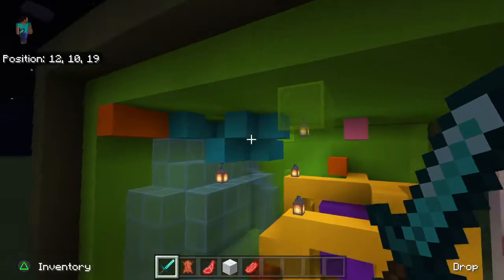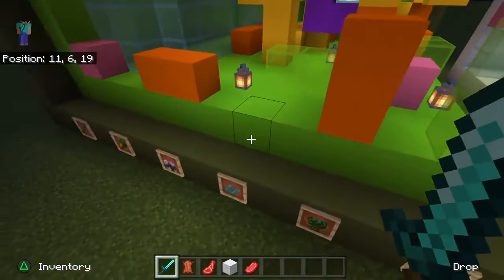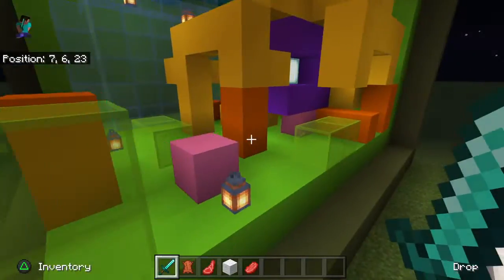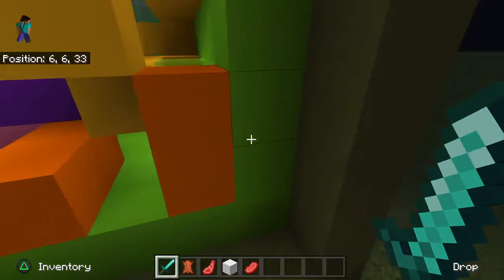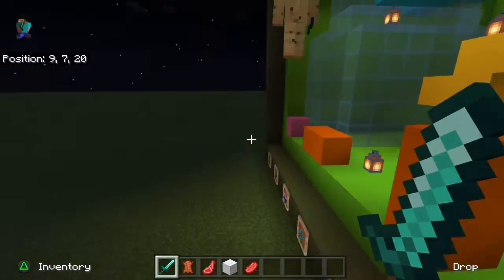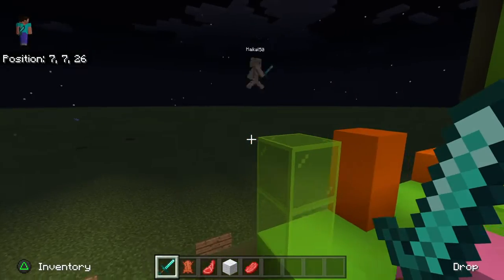Makes sense. After that, the mitochondrion. It's these orange 2x1s. They're the powerhouse of the cell. They basically take in materials and turn them into power that the cell can use to function. Correct. It's usually called the powerhouse.